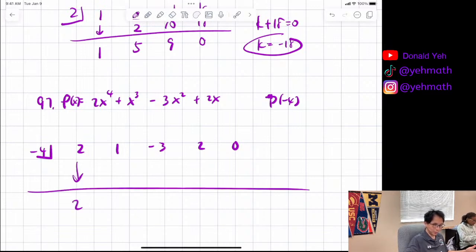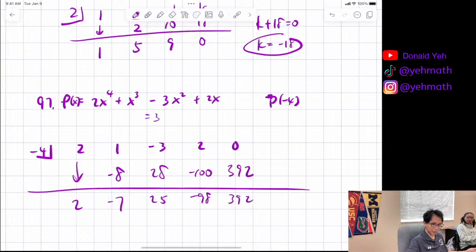So that's going to be 2, negative 4, negative 8, negative 7, 28, 25, negative 100, negative 98, negative 98 times 4. I have no idea what that is. 392? Positive, right? So the answer is 392. Simple as that. Nothing crazy. Something that I think most of you guys can manage.